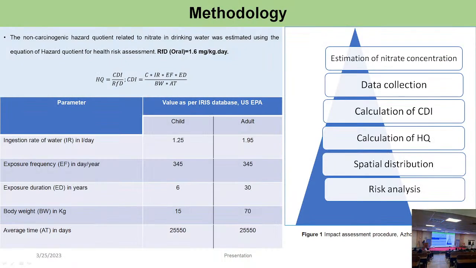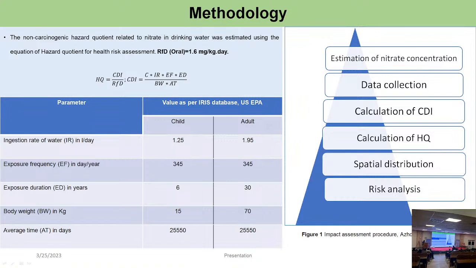So this is the methodology. First we have to estimate the nitrate concentration by taking the sampling sites. We have to collect the samples, then analyze the nitrate concentration, and then data collection, like values as per the IRIS database and United States Environmental Protection Agency. Those data we have to collect, and some data from literature study and past reports we have to collect. Then calculate the CDI.